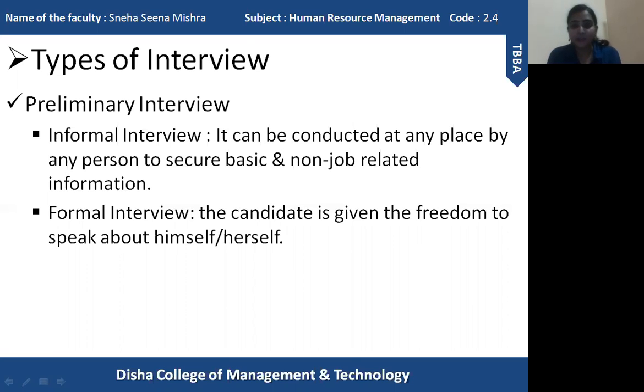One of the important things that you come across during this preliminary interview is that the information is actually exchanged. Some of the information is provided by the candidate, and the management also provides some important information to the candidate. So it does not mean that the candidate is a person who only provides information. Candidates also get some information regarding the job, regarding the company, and other basic aspects of the organization. So this is the first category of interview, that is called preliminary interview.